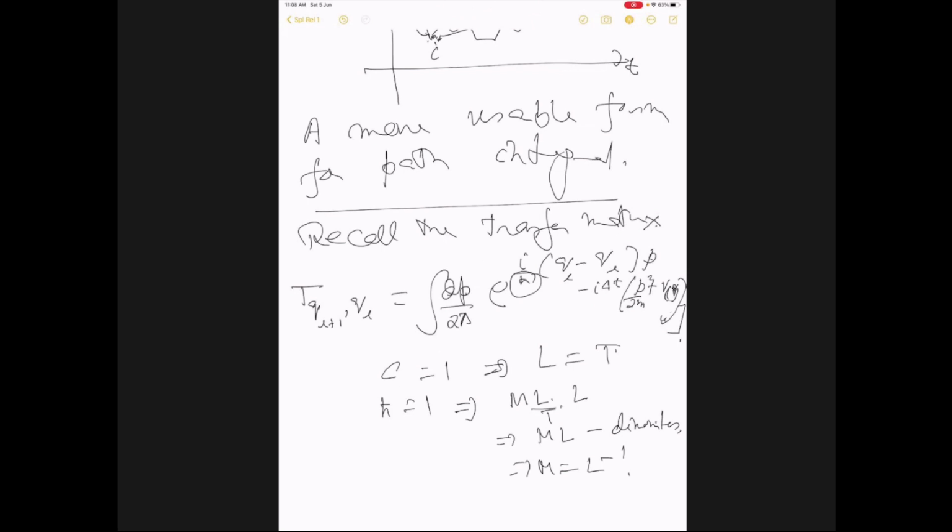So we work in a unit where mass is L inverse, L equal to T. And in this unit, angular momentum is dimensionless. Energy equal to mc square has dimension of m only. Any speed is dimensionless. So it's a funny unit. It's called natural.